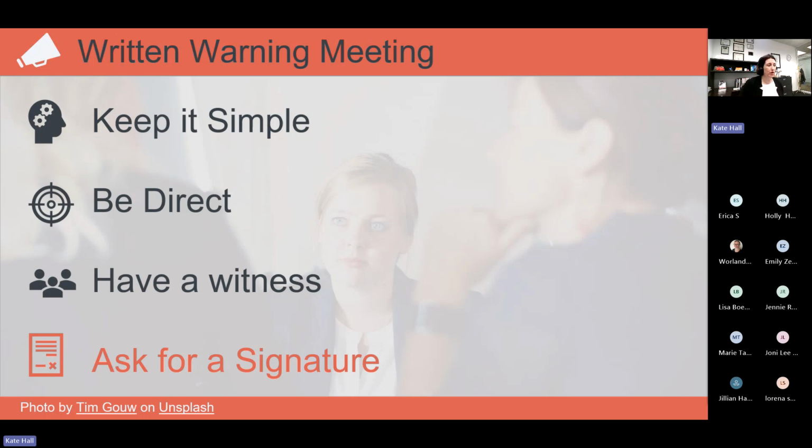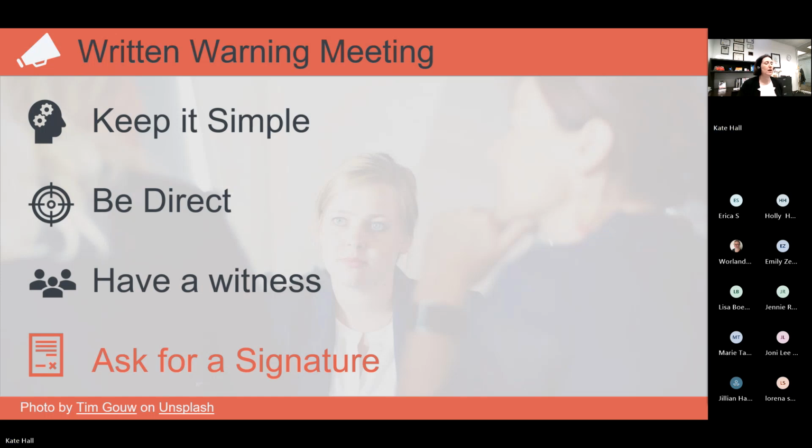And then at the end of the form, it asks for a signature. Now, the signature is not to say that they agree with what's there. The signature is just to confirm that you had this conversation and that they received the written warning. Now, sometimes people refuse to sign. So what do you do? They're like, I'm not signing this.